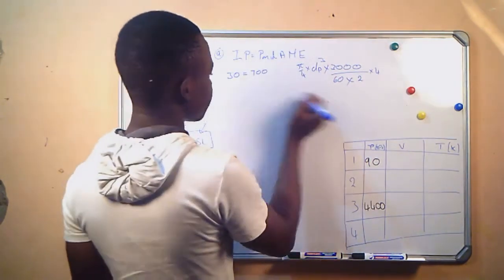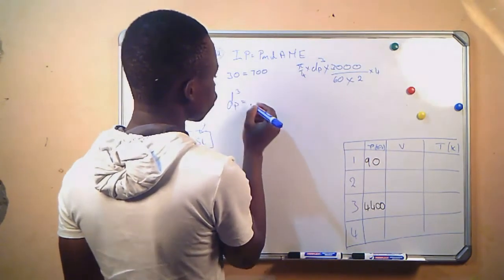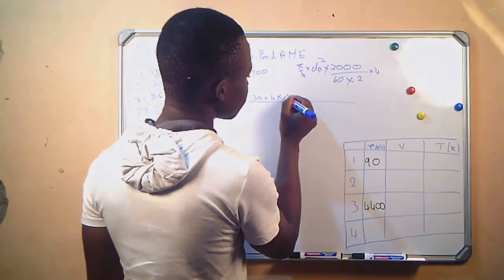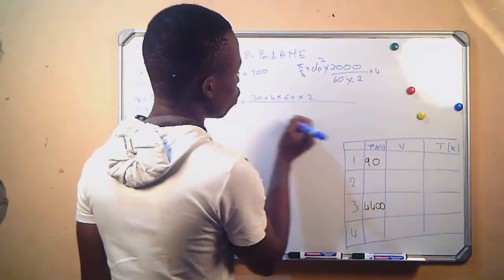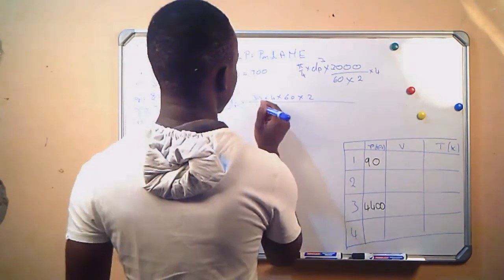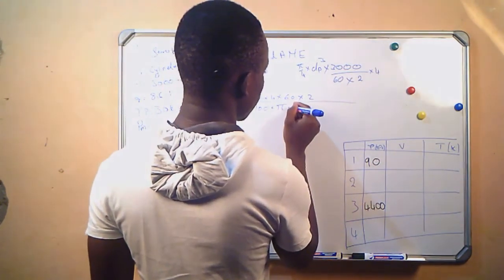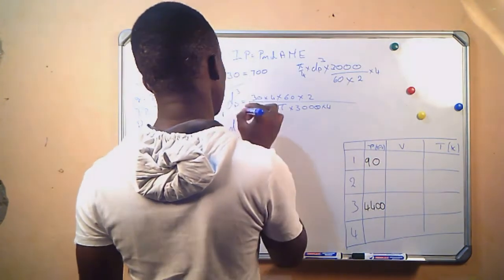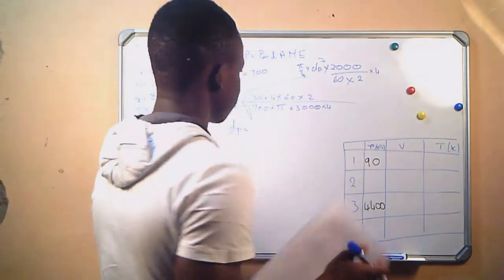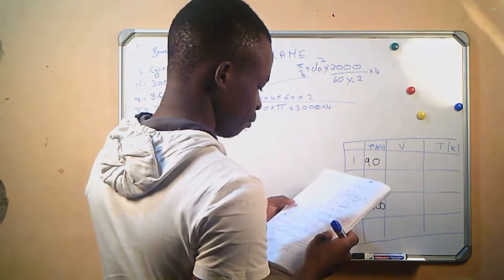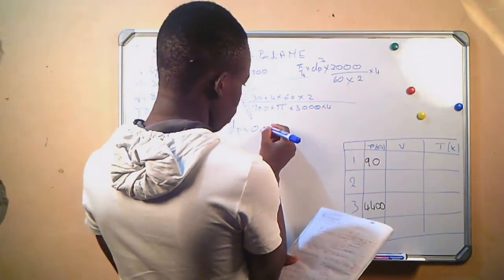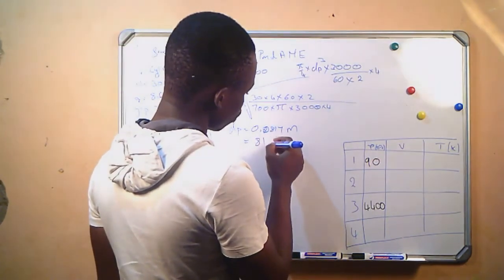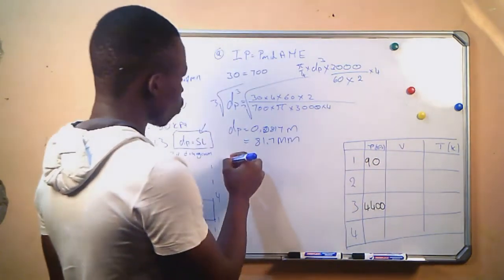And then we simplify this. Piston diameter cubed is equal to 30 times 4 times 60 times 2 divided by 700 times pi times 3000 times 4, which will give us our piston diameter as 0.0817 meters. They said we must calculate the piston diameter in millimeters, therefore we're going to say it is equal to 81.7 millimeters. And then we go to question number 2.